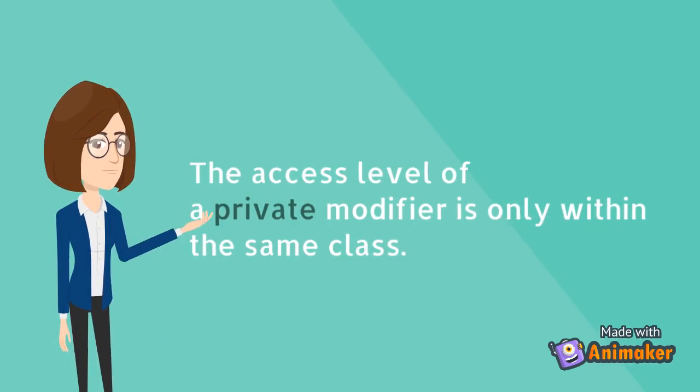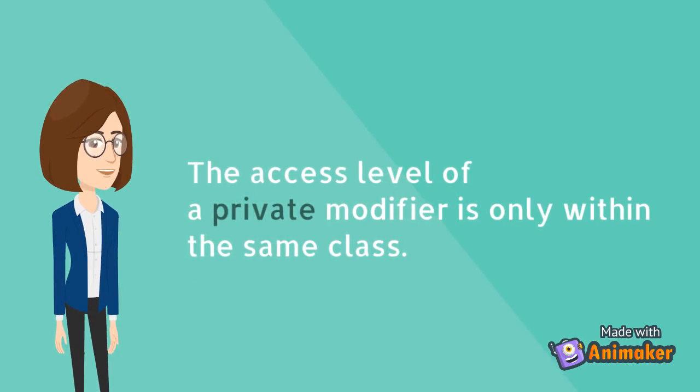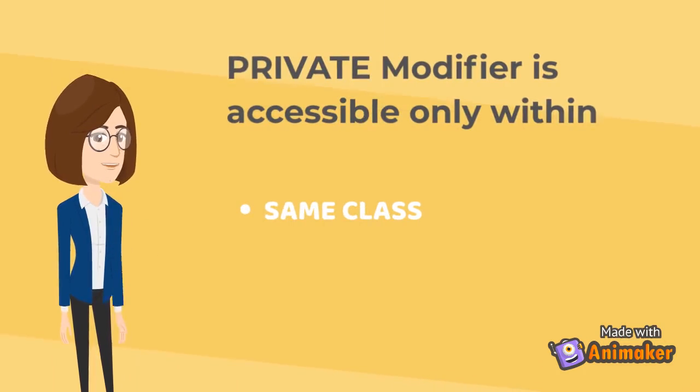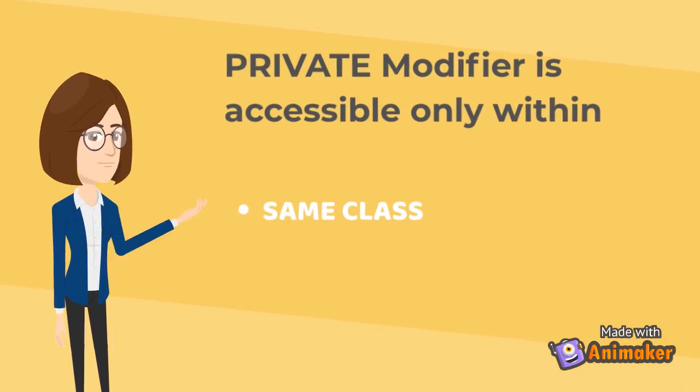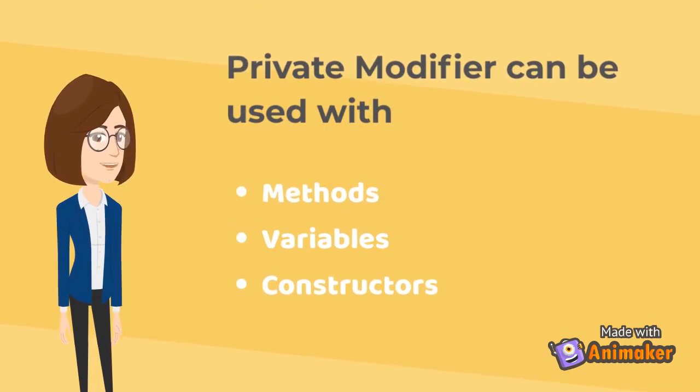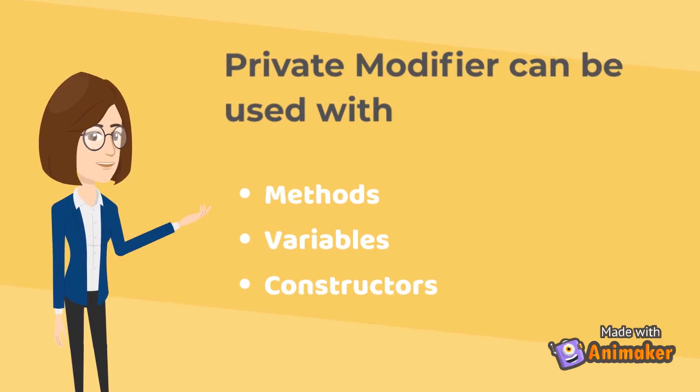The access level of a private modifier is only within the same class. The methods or the variables which are declared as private cannot be accessed from outside the class. They cannot be accessed even from the subclasses. The private modifier is accessible only within the same class. The private modifier can be used with methods, variables, and constructors. It cannot be used with classes.